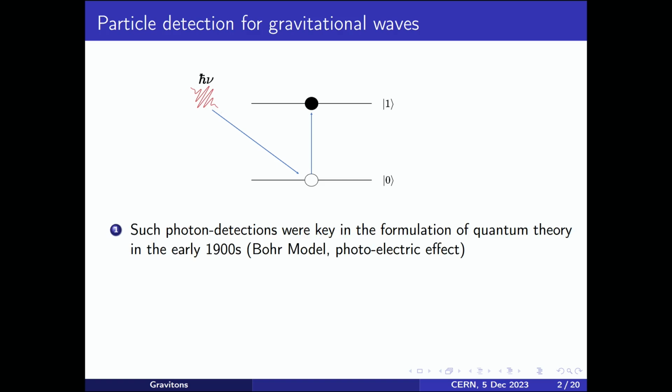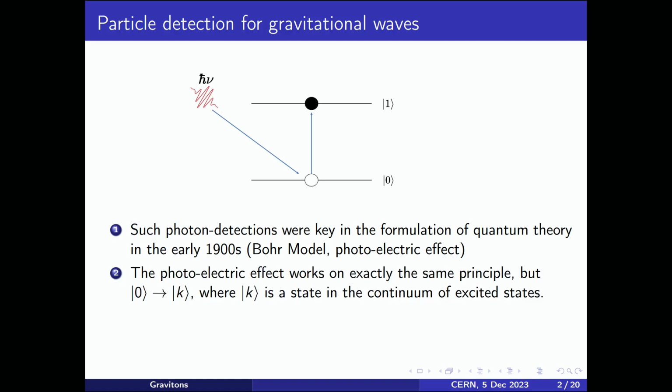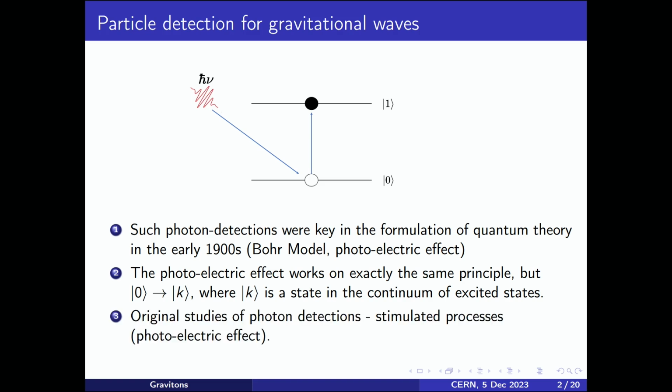These photon detection processes were really key in the formulation of quantum theory in the early 1900s, such as the Bohr model, which models the emission or absorption of single photons in bound states of atoms, or the photoelectric effect, which works off exactly the same principle, but rather than transitions between bound states of an atom, you have transitions to a continuum of excited states. And it's worth highlighting here that the original studies of these photon detection processes were not single photon input. They were stimulated processes where the detector interacted with a coherent state of high amplitude consisting of many, many photons.